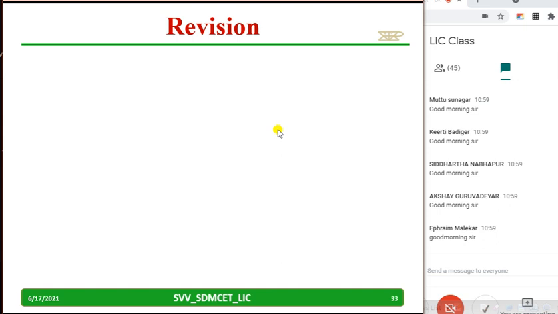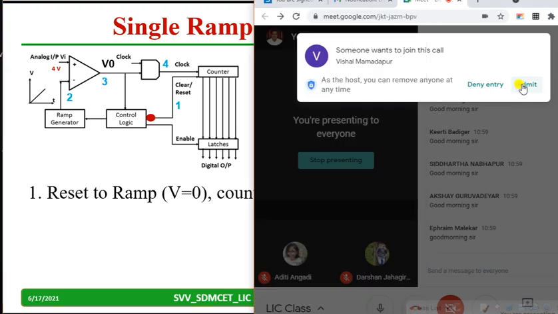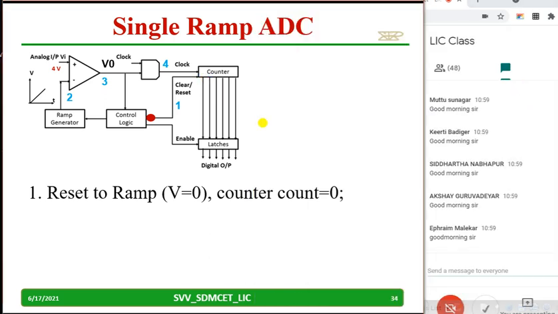So let us revise what we have discussed in the last class, because revision will help you to understand better. Please keep your eye on the screen and try to understand before I tell the next step, so you try to recall it in your mind so that it will become easy for you to remember. Now we discussed in the last class a single ramp ADC.